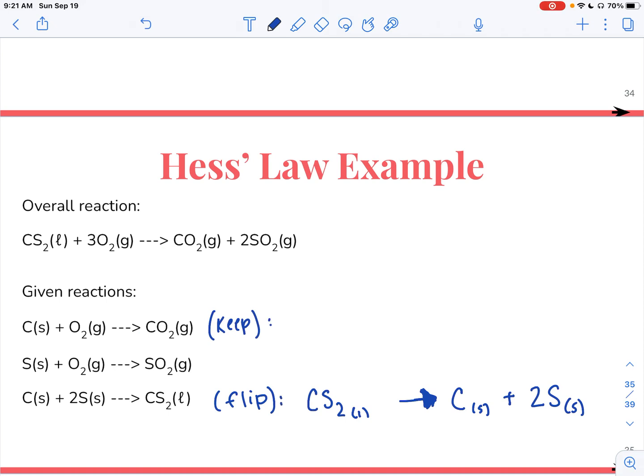So I'm going to rewrite it with my arrows lined up. C plus O2 gives me CO2.